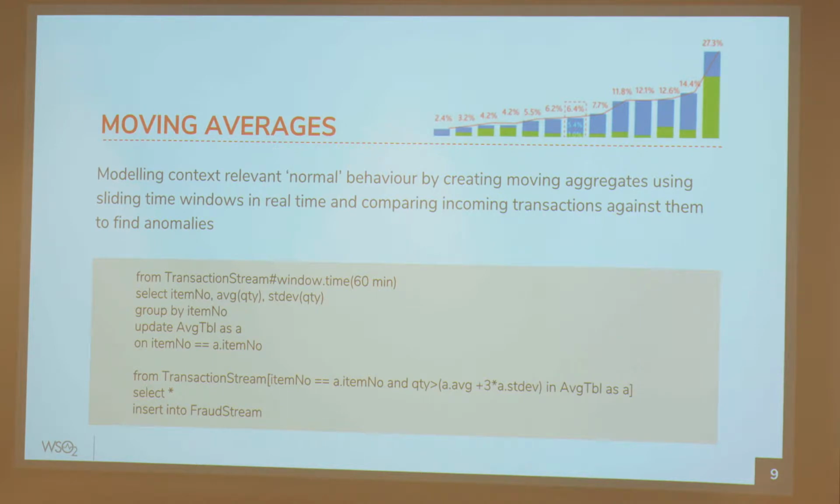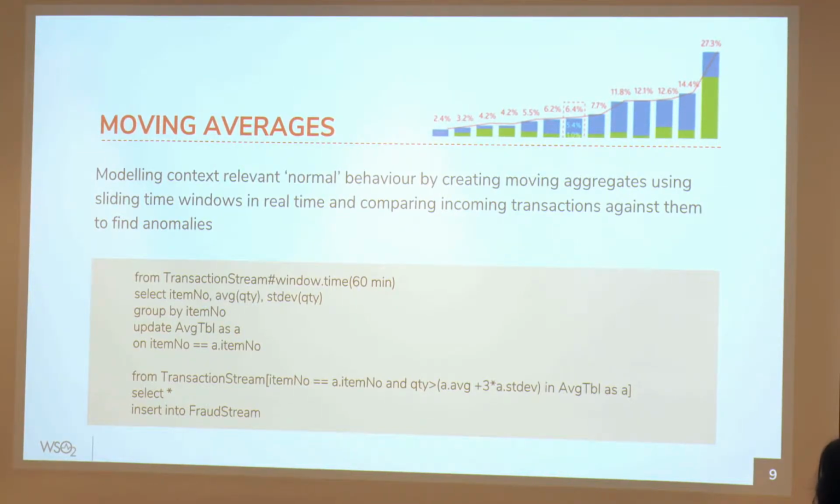All right, so this happens in real time. Every time you get a new event, you check for all the events within the hour, and then you update it. The second query is the one that detects fraud. Basically it takes the incoming event from the transaction stream and checks it, and if it is greater than that, we select that event and send it into a fraud stream. All right? So this is the kind of conversion of domain knowledge into streaming analytics queries that we're talking about.